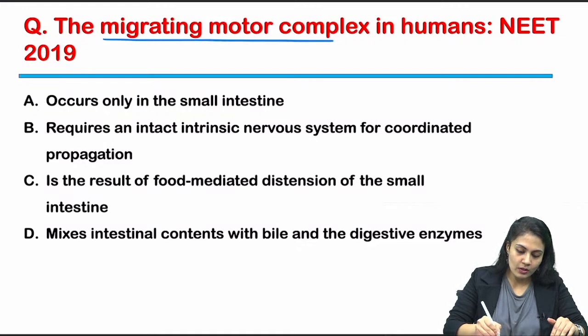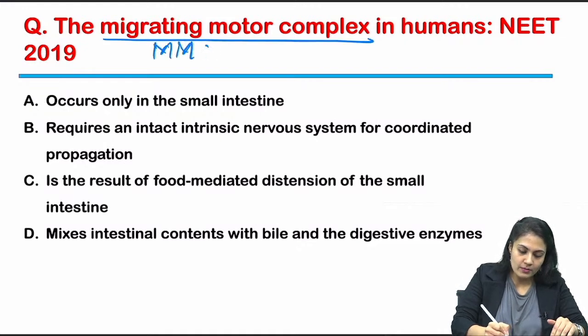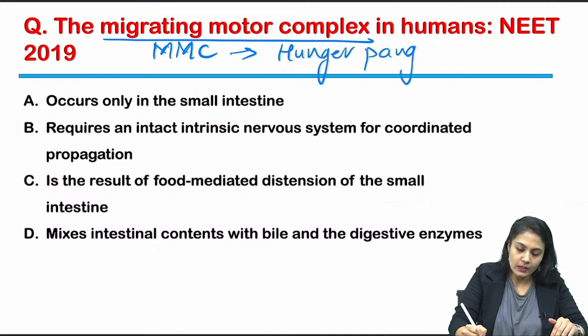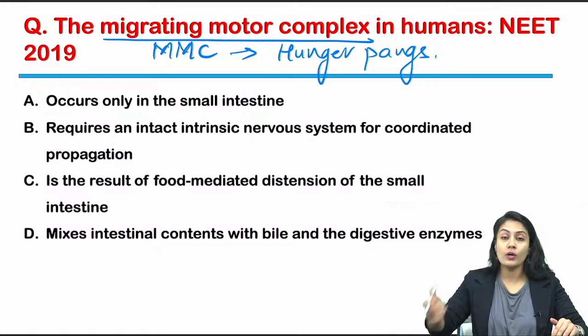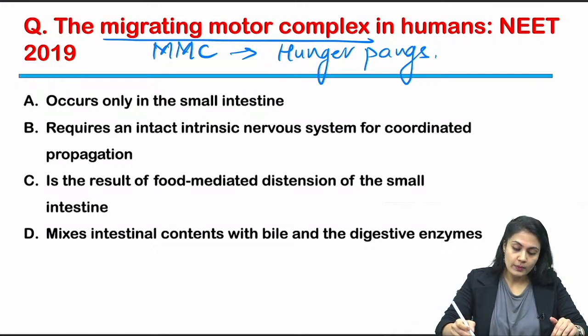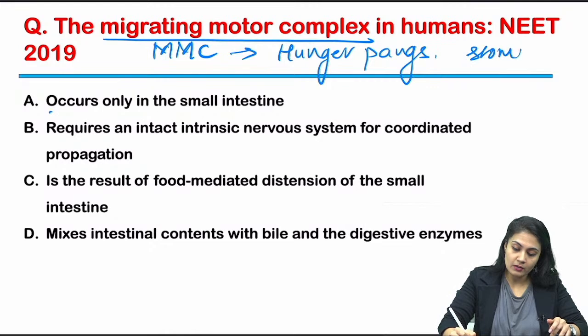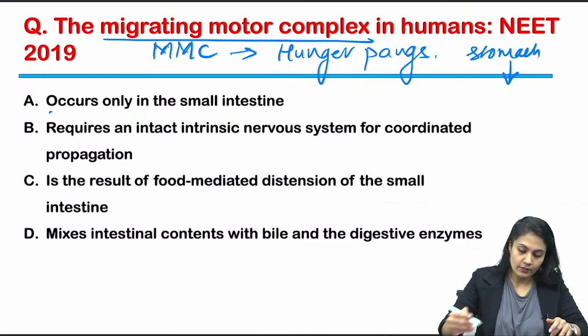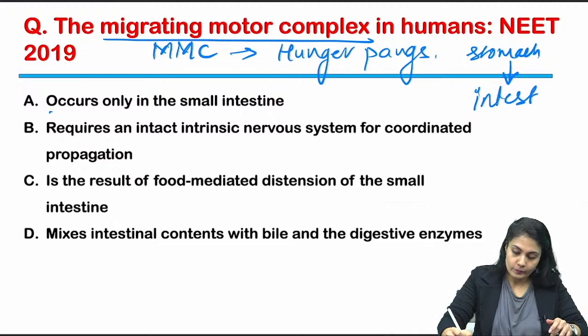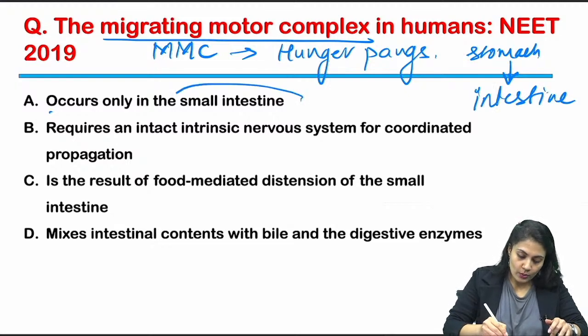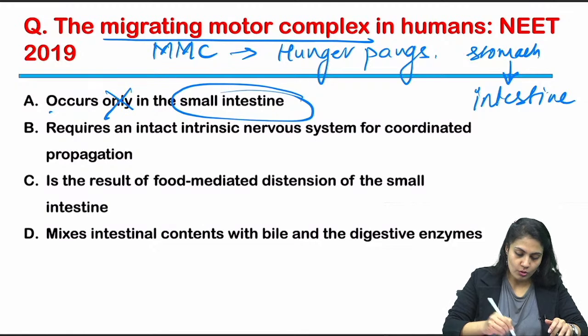The migrating motor complexes, MMC, which is also called hunger pangs in layman's terms, right? Rats running in the stomach, right? So that is what we have to see over here. Occurs only in the small intestine? Understand, it starts from the stomach and goes till the colon, or I can write intestine, right? So it is not only going to occur in the small intestine, that is wrong.